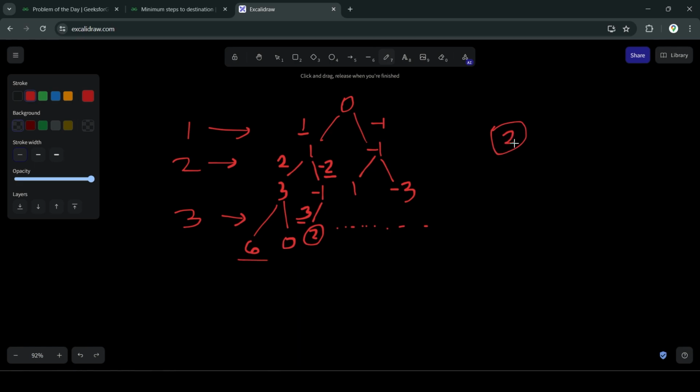Okay, our target is 2, so we will not consider this 6 because this 6 is greater than 2. But who knows? If you take the negative part and you get the answer, maybe that answer can be minimum, it can happen. So you cannot use any base case like that. So recursion will not work, and this approach will not work basically.